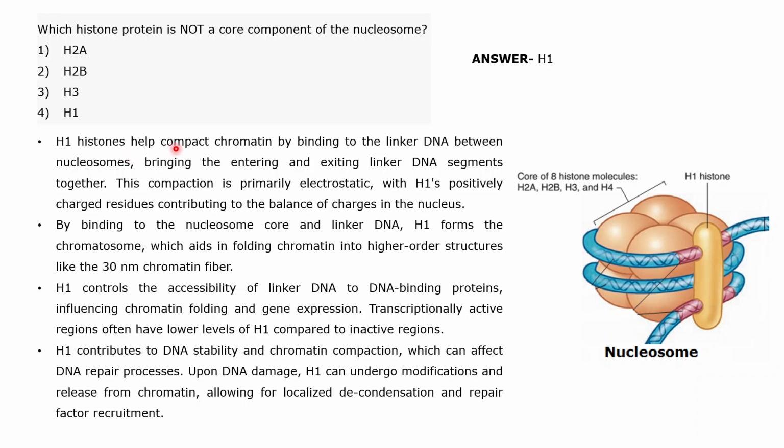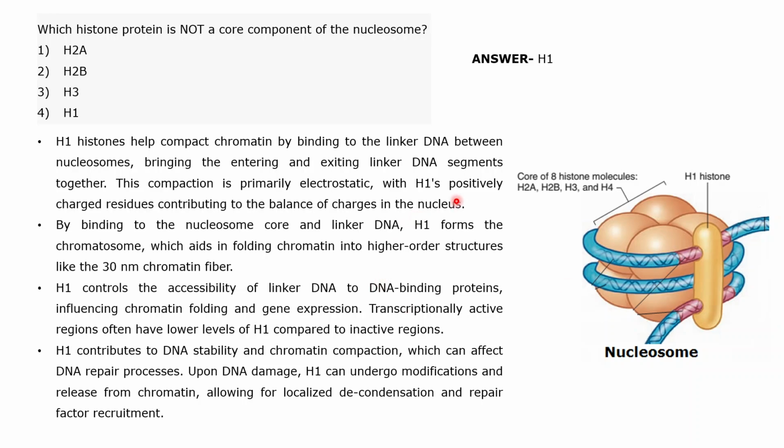The H1 histone helps compact chromatin by binding to the linker DNA between nucleosomes, bringing the entering and exiting linker DNA segments together. If you consider this as the entering DNA segment, this is the exiting DNA segment, right? You can see they are joined together by the H1 histone. So it keeps the DNA tightly wound to the histone octamer so that it does not fall off. This is primarily electrostatic in nature, with the positively charged residues of H1 contributing to a balance of charge in the nucleus.